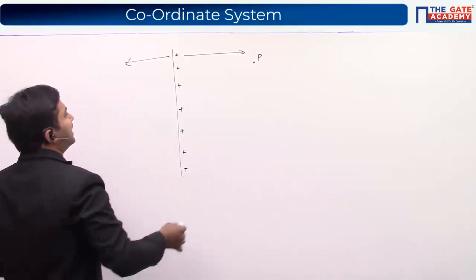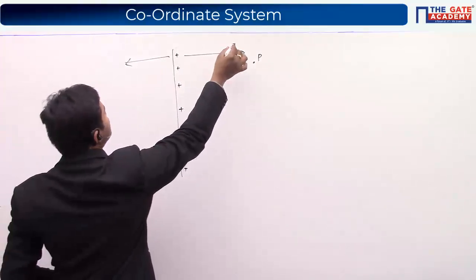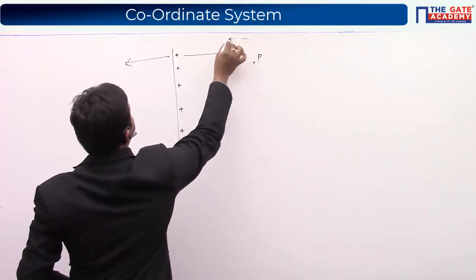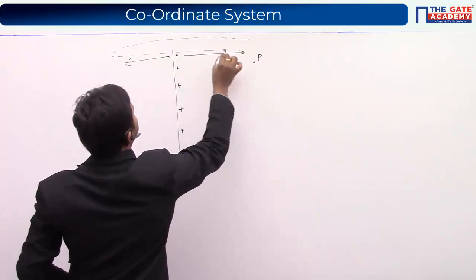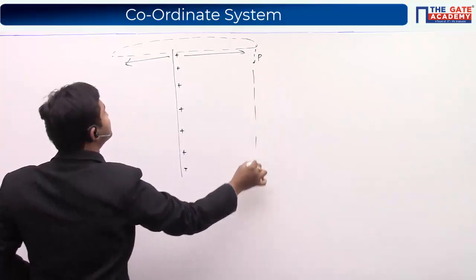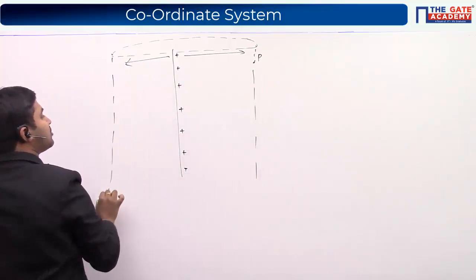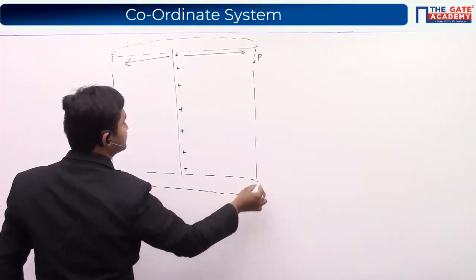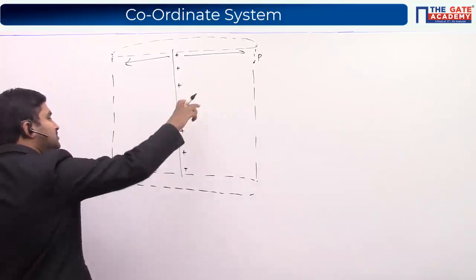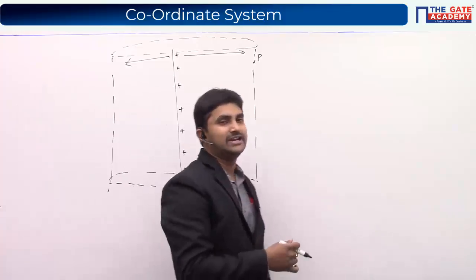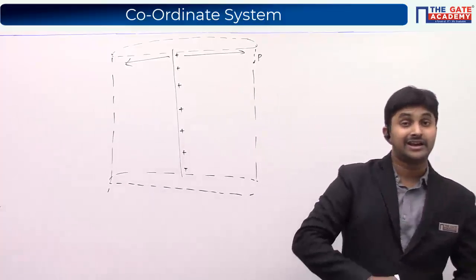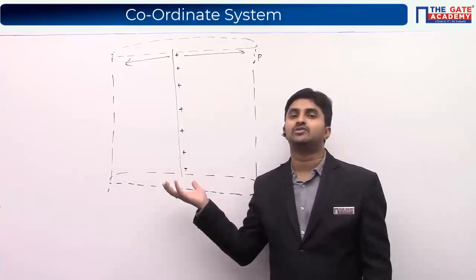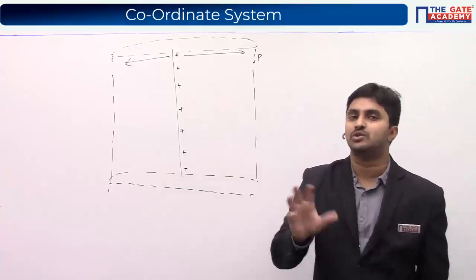So what I can do is that instead of considering the Cartesian, I will be considering something called a cylindrical coordinate system, considering that this particular point is on my cylinder. This approach will help us to find out the electric field in an easier manner when compared to simply using the Cartesian coordinate system.